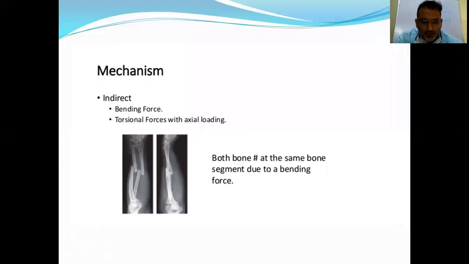Both bones may be fractured at various parts. They might be fractured in the mid shaft, the proximal shaft, or the distal shaft. The mechanism is indirect or direct, as I've told you. Indirect is bending force and torsional forces with axial loading. Both bones fracture at the same level due to bending force.